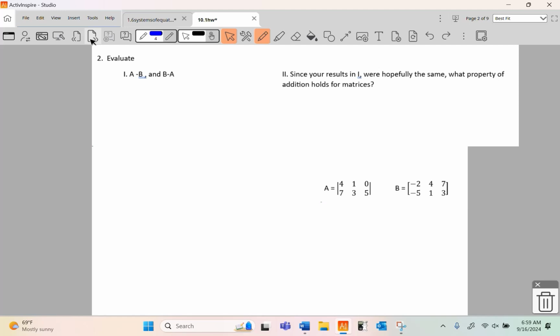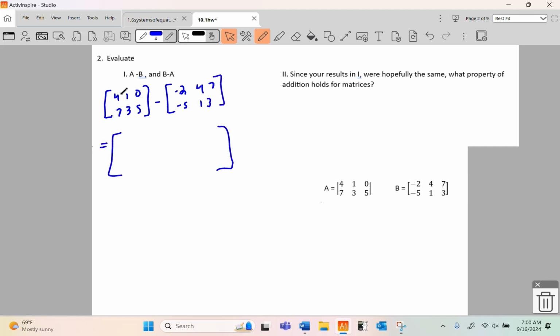We're supposed to do some evaluating. Evaluate A minus B and B minus A. And we're going to show our steps here. 4, 1, 0, 7, 3, 5, take away B, -2, 4, 7, -5, 1, 3. So what would this be? This would be a fairly large matrix that has 4 minus a -2, 1 minus a 4, 0 minus a 7, 7 minus a -5, 3 minus a 1, and 5 minus a 3.